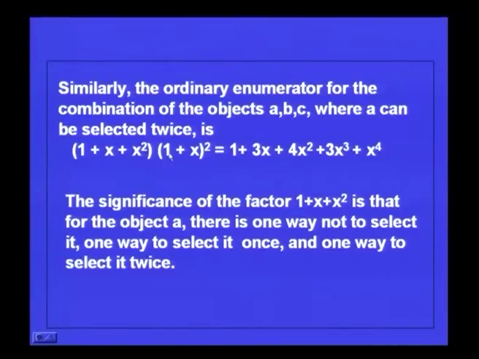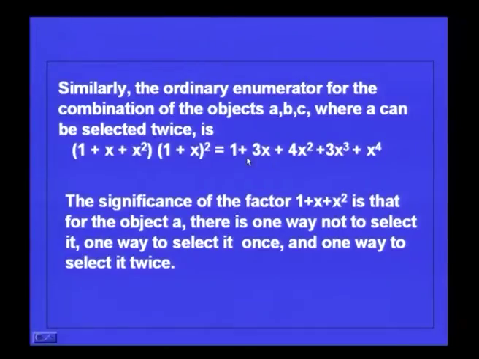Now, instead of putting A, B, C, if you put them as 1, the ordinary enumerator for the combination of the objects A, B, C, where A can be selected twice, is given by this. Instead of A and all, you are just considering the number of A's only. So, it is 1 plus x plus x squared into 1 plus x into 1 plus x. For B it is 1 plus x, for C it is 1 plus x, for A it is 1 plus x plus x squared. If you expand this, you will get this.